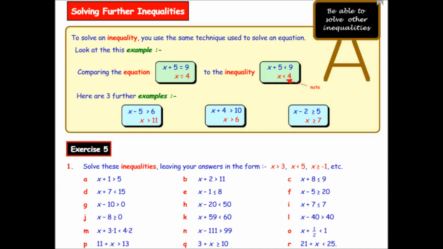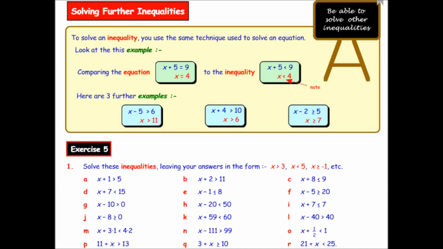So let's look at 1. X plus 1 is greater than 5. So what we do is we take the 1, we put it with the 5 and make it a takeaway. So x is greater than 5 take away 1. X is greater than 4. And that would be your answer. X is greater than 4.